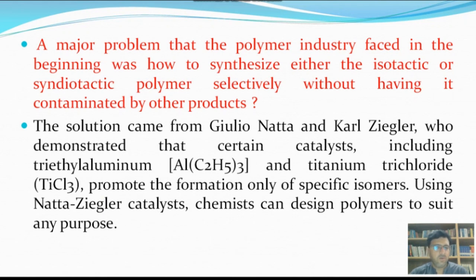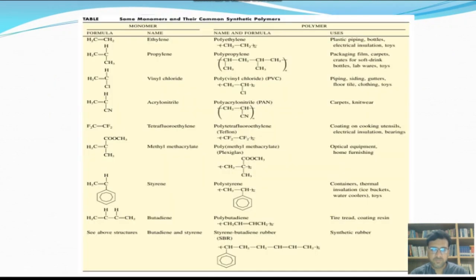Here is the problem: how to synthesize either the isotactic or syndiotactic polymers selectively without having any impurities. The solution was given by an Italian scientist and a German scientist, Natta and Ziegler. They demonstrated that certain catalysts, for example triethyl aluminum and titanium chloride, promote the formation of specific isomers.